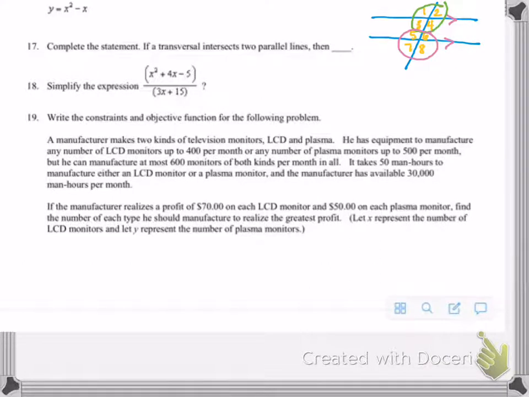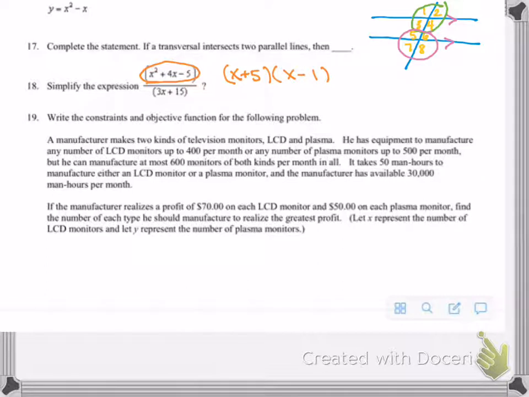In number 18, if you want to simplify an expression that has x's and pluses and minuses, you're going to need to factor it first. Factoring means that you're going to find values that multiply together to give you the original polynomial. So in order to do that, we need to find two numbers that multiply to give us -5 and add to give us +4. And those two numbers are 5 and -1.